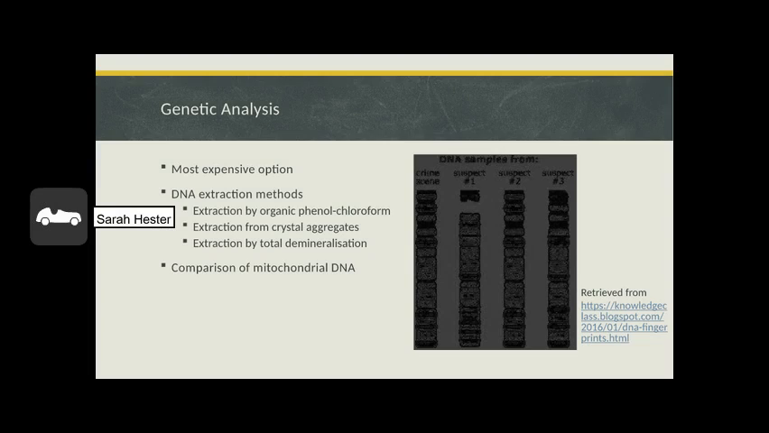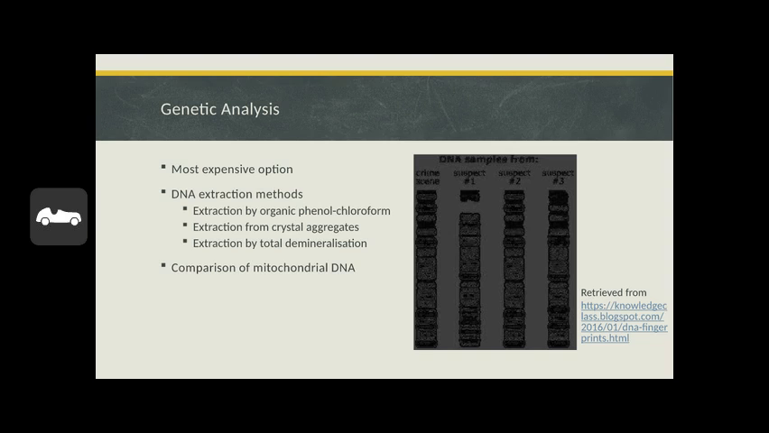Lastly, genetic analysis is the most reliable, yet most expensive option. It is generally only used as a final method and when DNA is available to be tested. In order to extract DNA from the remains, there are 3 methods that are used the most. Which one is chosen depends on the condition of the remains.